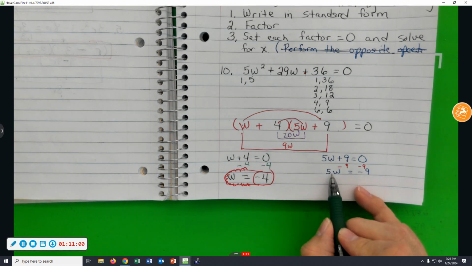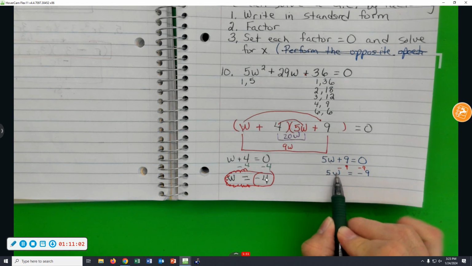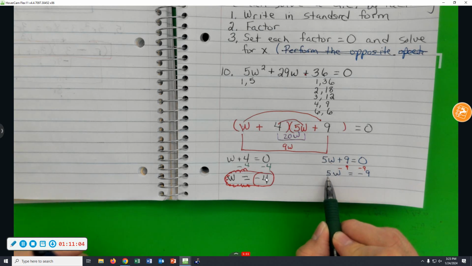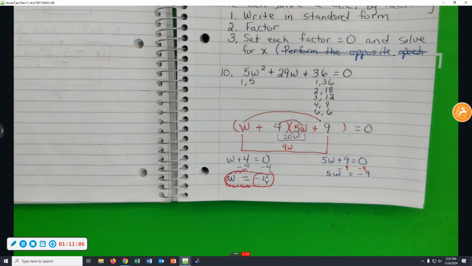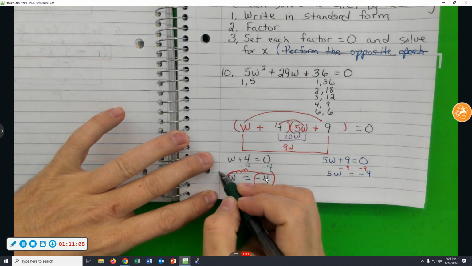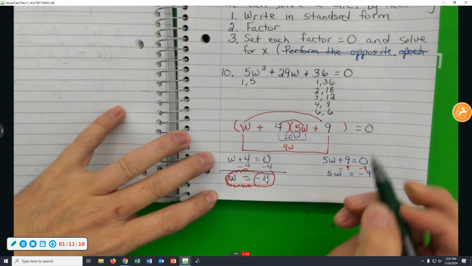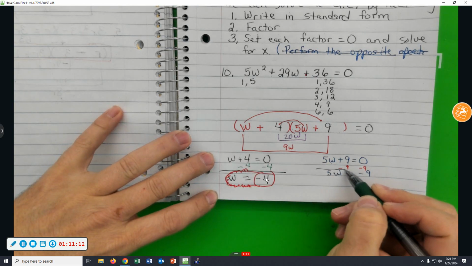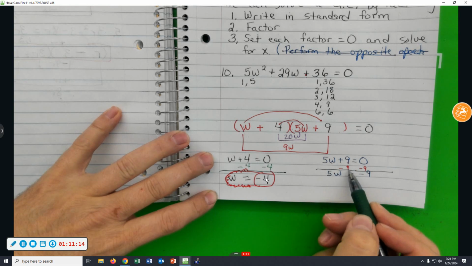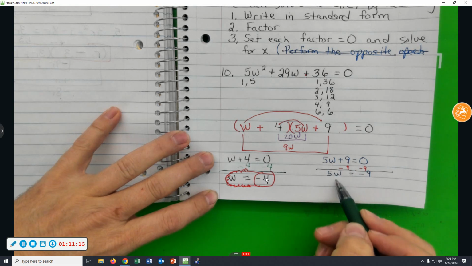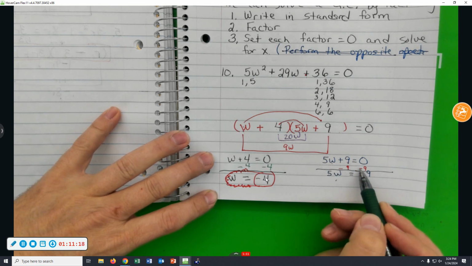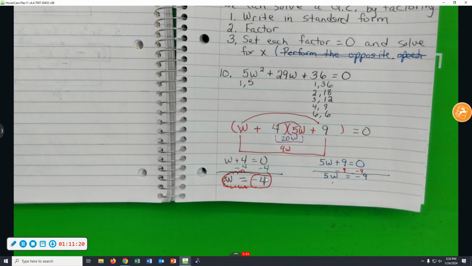Now, this operation is 5 times W. You know something that I like to do? When I do that, the stuff on both sides, I draw my little bar. I think it just looks better. 9 minus 9 is gone, so you just have a 5W. 0 minus 9 gives a -9. Or maybe that doesn't look better.